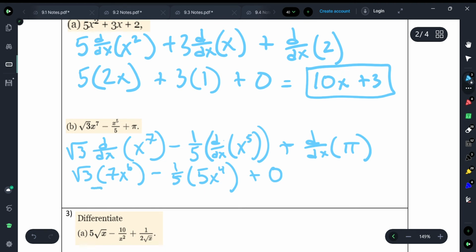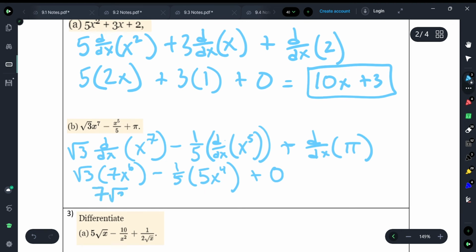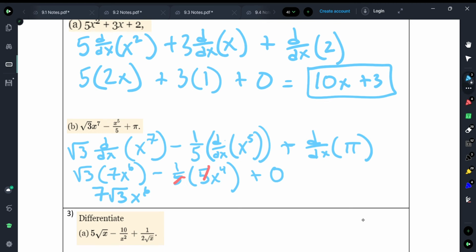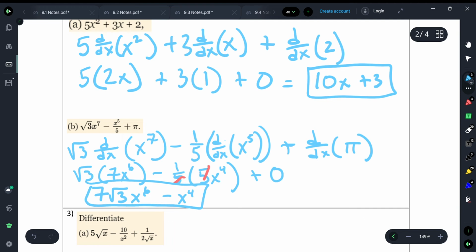So we got our 7 root 3 x to the 6th power. It looks like these 5's are going to cross cancel. All right, so we got minus x to the 4th power. All right, and that is really our answer for what we want.